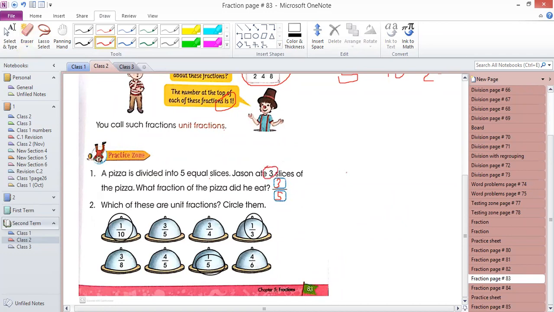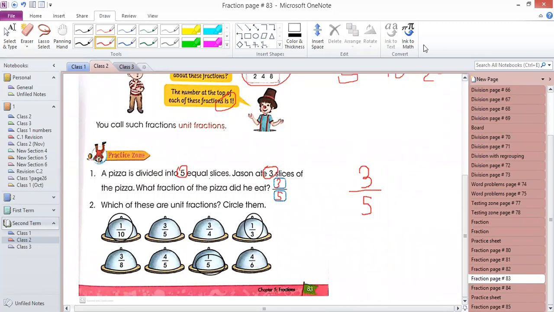So to write a fraction, the first thing you will write is the denominator. Because it is divided into 5 equal slices, it is very easy for you to write the denominator. Denominator will be 5. But out of 5, because he ate 3 slices, the pizza he ate will be 3/5. Because he ate 3 slices, the numerator will be 3. So 3/5 of the pizza he ate.